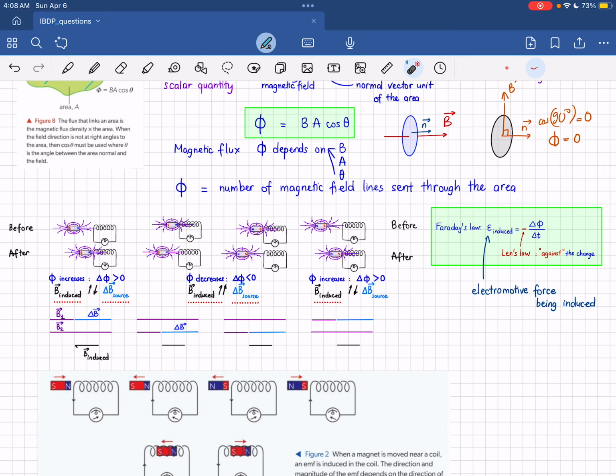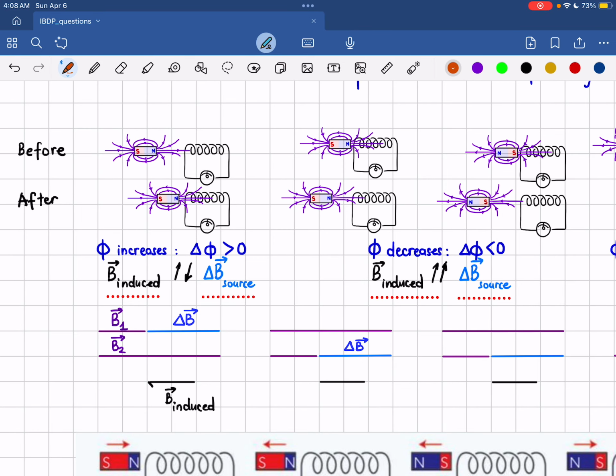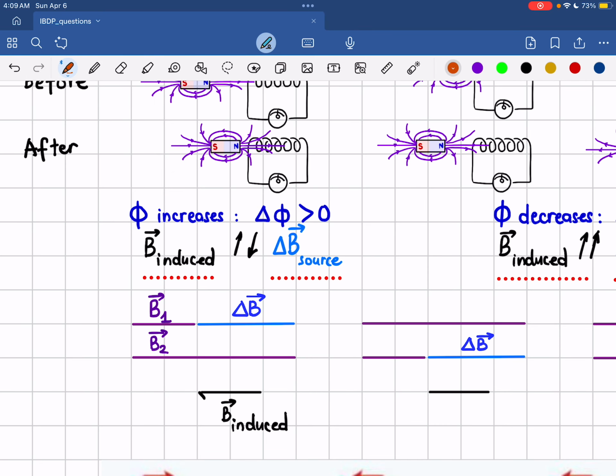Let me copy them here, then we can have all of them together. Or maybe just let me write it again. That will be easier. So we get that the electromotive force is proportional to the change in the flux over time, but it has to be negative. It has to be against that change, okay?